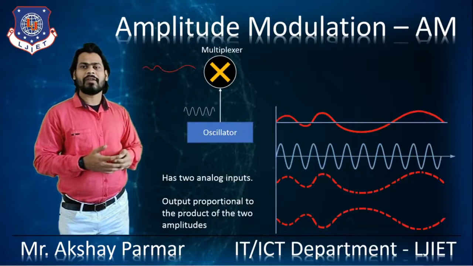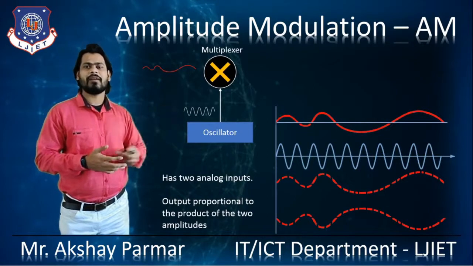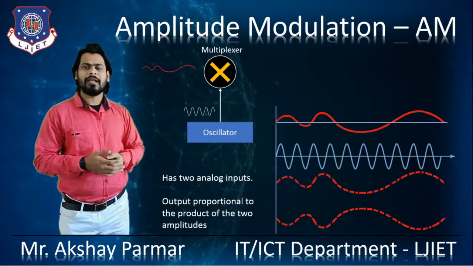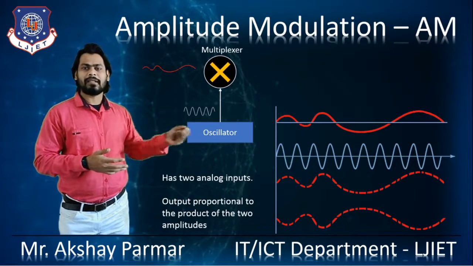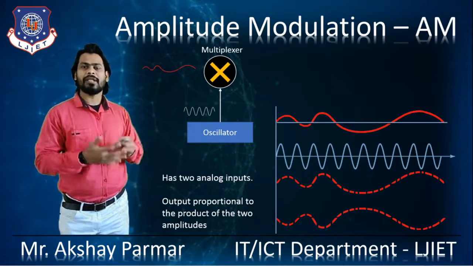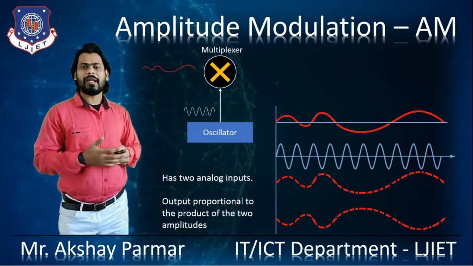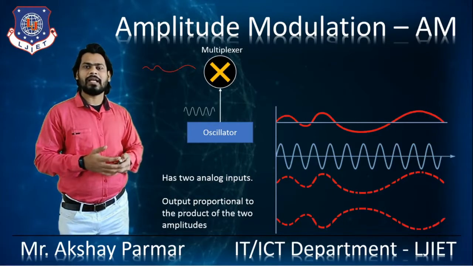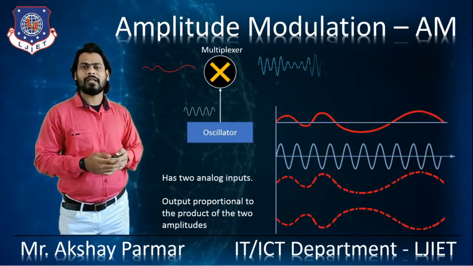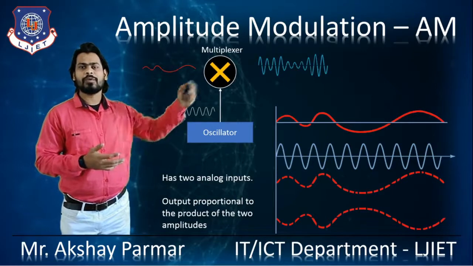So for that, we are giving an input signal to the multiplier, and the other input is a carrier signal, which is given by the oscillator, right? After multiplying both the signals, we are getting the output signal there. So that's how we are getting the output signal.